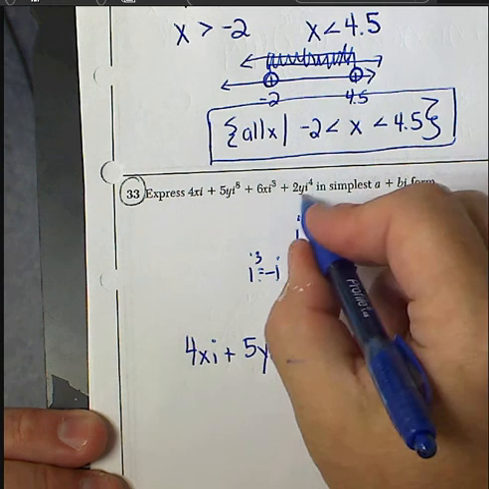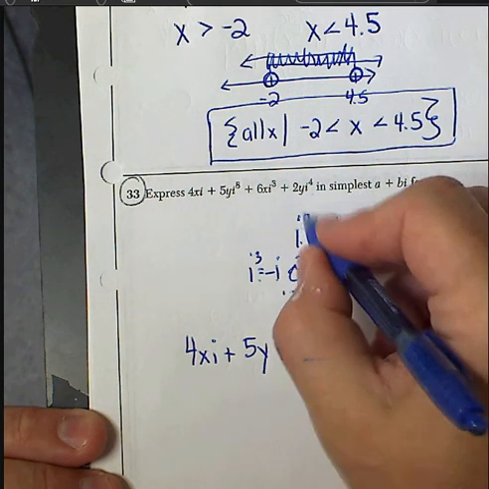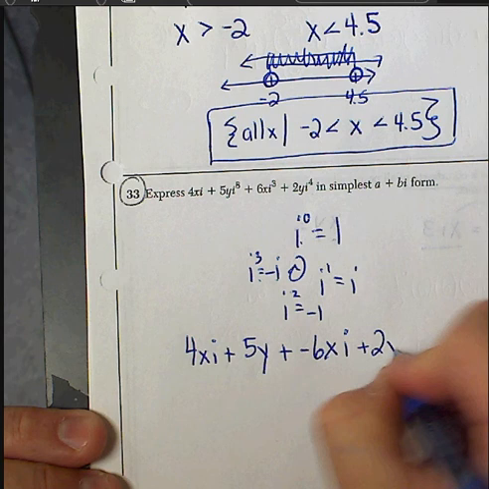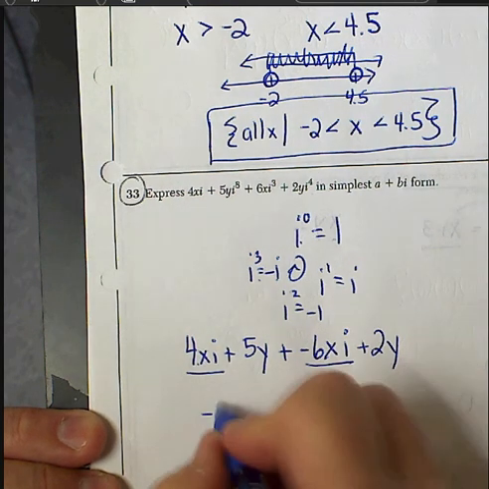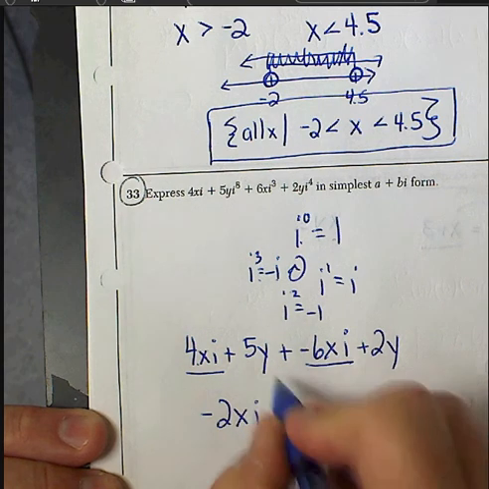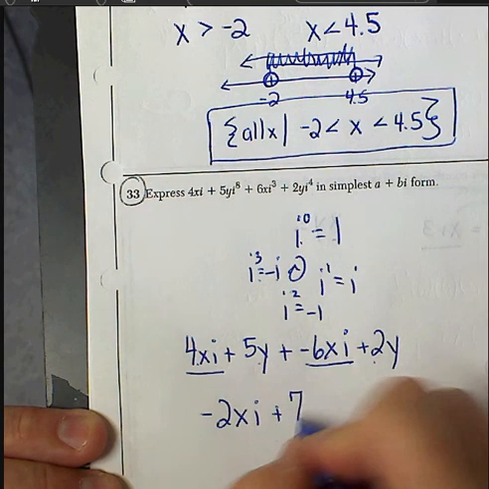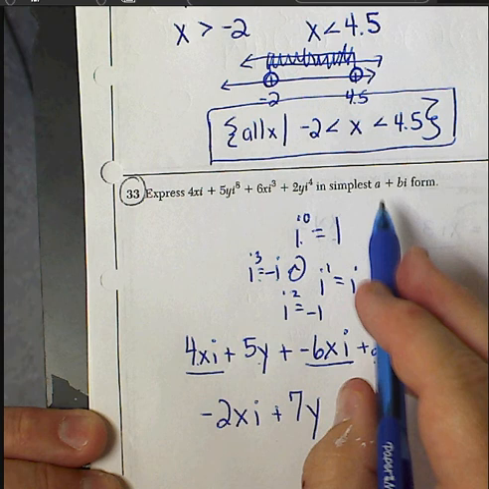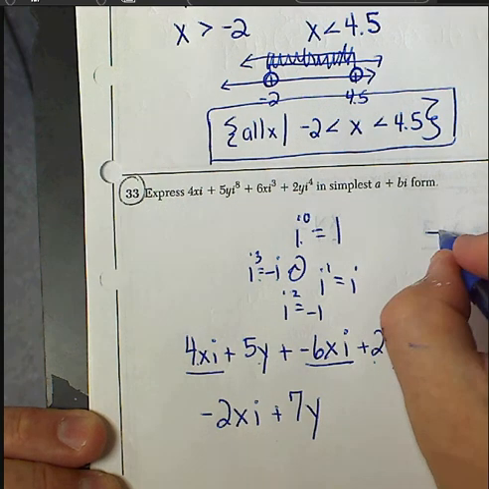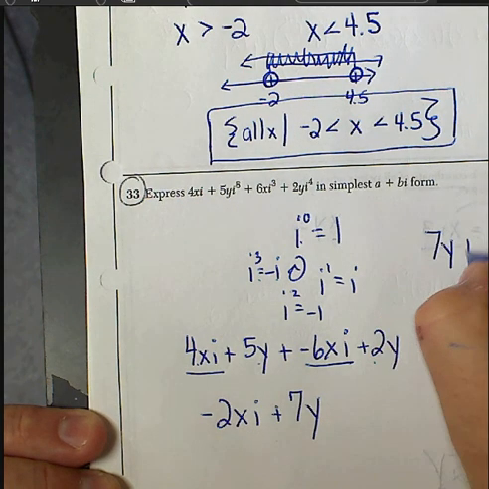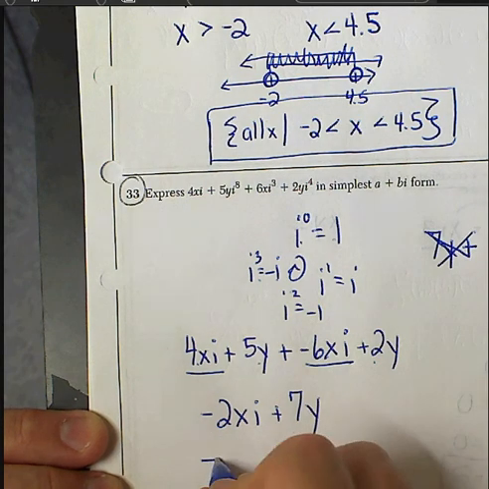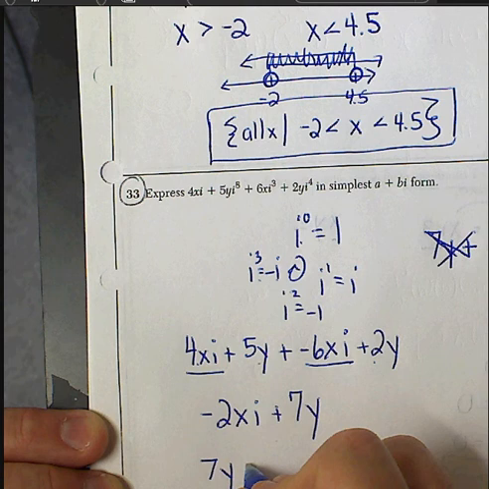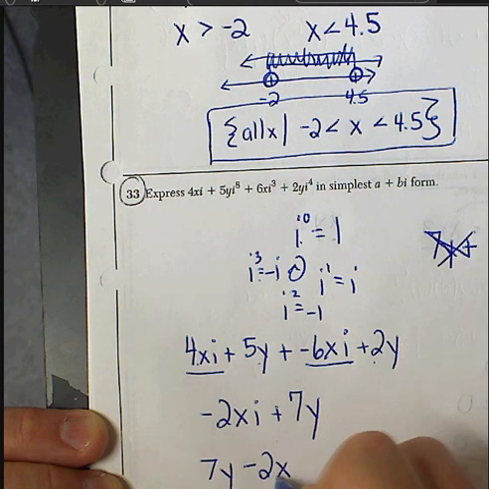And then I have 2y i to the 4th. i to the 4th again is going to be 1, so I'm just left with plus 2y. These two terms can go together. Perfect. So it's negative 2xi. These two terms can go together plus 7y. They want an a plus bi form. So it'll be 7y minus 2xi.